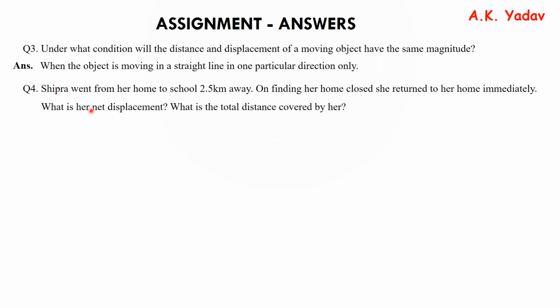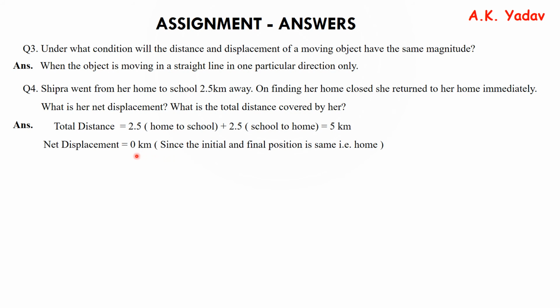Question number 4. Shipra went from her home to school 2.5 kilometer away. On finding her home closed, she returned to her home immediately. What is her net displacement? What is the total distance covered by her? The total distance is 5 kilometer, that is 2.5 home to school plus 2.5 school to home. Now net displacement is 0 because the initial and the final position is the same, that is home.